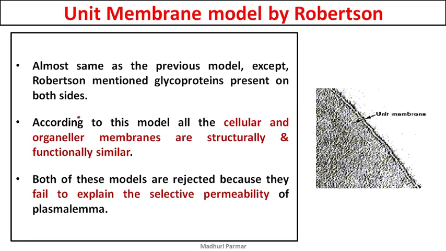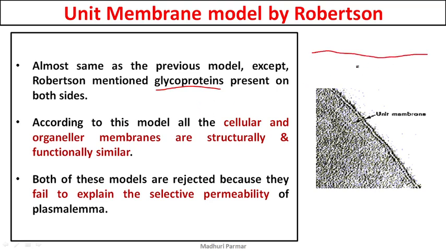Now, after the model by Davson and Danielli, the sandwich model, which is also sometimes called the trilamellar model. Lamella means layers, and tri means three, so trilamellar model. There was another scientist called Robertson. He gave the unit membrane model. This model was the same as the previous one, except he said that there are glycoproteins present, not proteins. And he also said they are not globular.